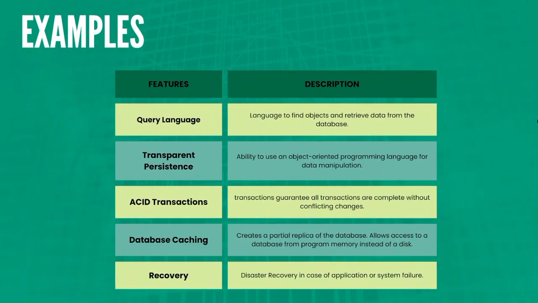Examples, we have the features and the description. For features, query language: the description is a language to find objects and retrieve data from the database. Transparent persistence: ability to use an object-oriented programming language for data manipulation. For ACID transactions: transactions guarantee all transactions are complete without conflicting changes.